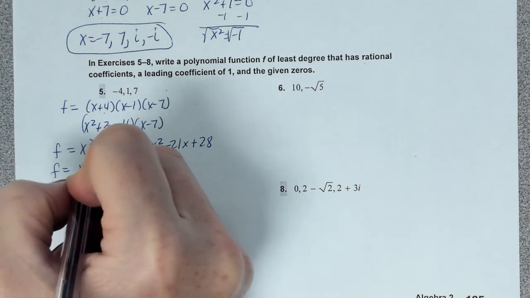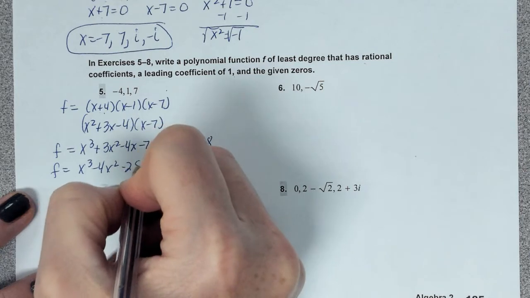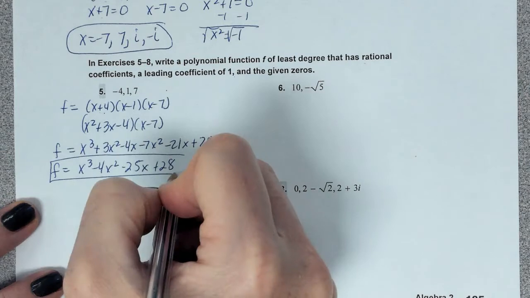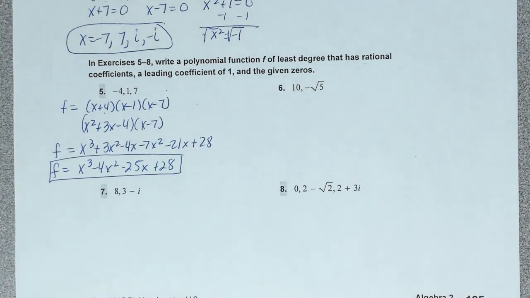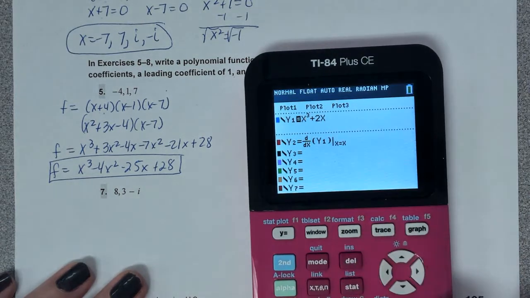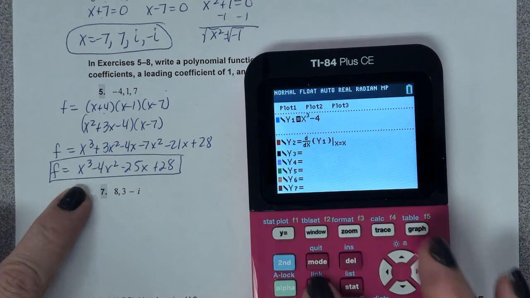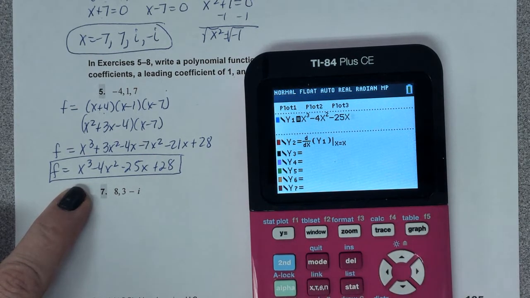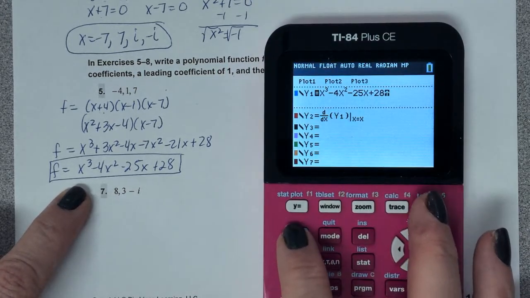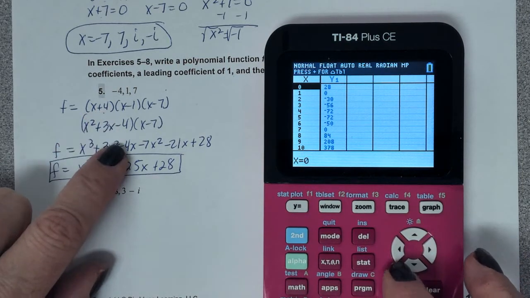So this would be the function. Now, maybe we feel like, oh, I'm not sure I did that right. Well, watch what I can do to check. I'm just going to put this function in my calculator, because I did that kind of quickly. I'm kind of hoping I made a mistake just so we can see what it looks like. But let's go to the table and look. So if we did this right, then negative 4 should be a 0.